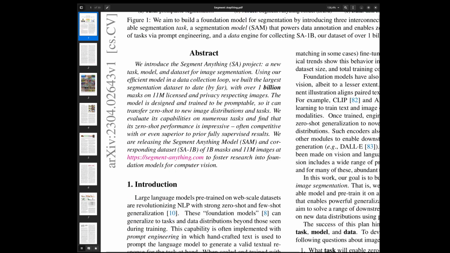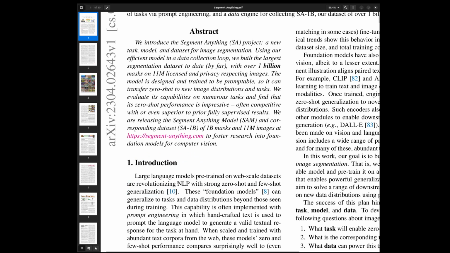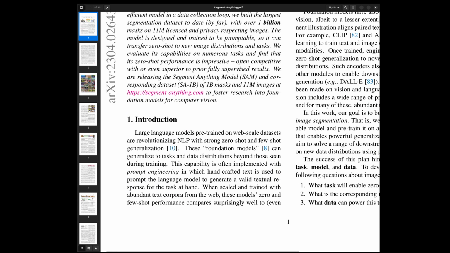Okay, so let's jump ahead to the introduction. Large language models pre-trained on web scale datasets are revolutionizing NLP with strong zero shot and few shot generalization. We all know that, right? The big GPT models work because they were trained on a lot of data, and these foundation models can generalize to tasks and data distributions beyond those seen during training.